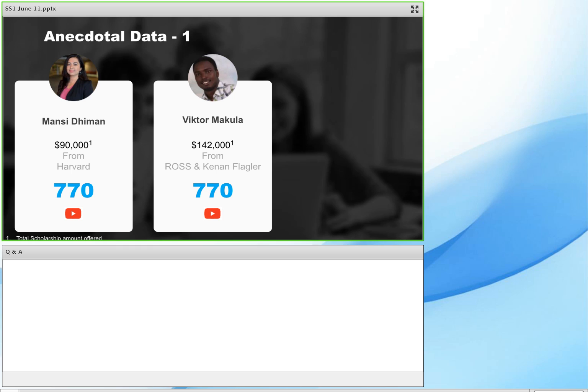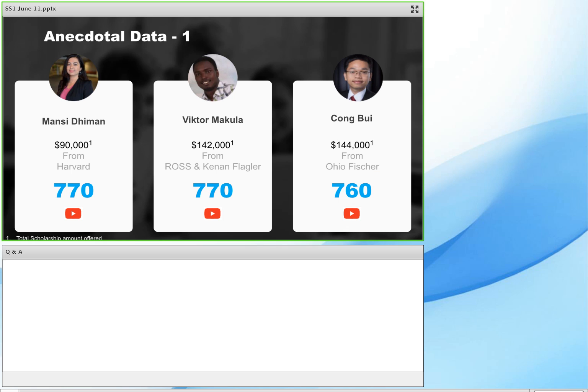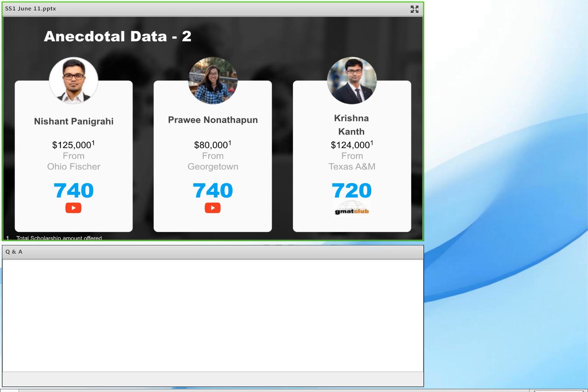Victor got a full ride from both Ross and Kenan-Flagler, so a full ride is about a 120K scholarship from both of these schools. This is the maximum amount that you see over here, not the total. The total is about 4 to 5 times as much. He got a full ride from 5 business schools. He got a really special scholarship from Ohio State Fisher, which he eventually ended up attending, where he not only got a full ride, but also $1,700 a month in his pocket as living expenses to study at that school.